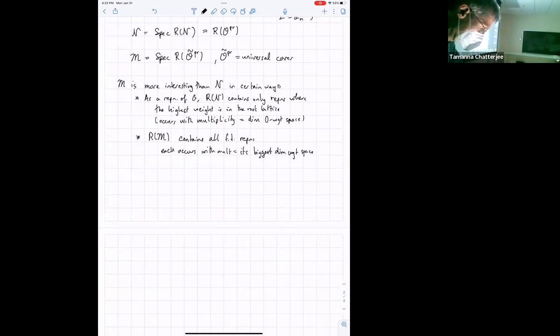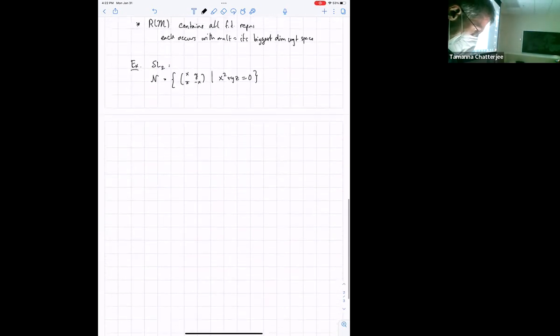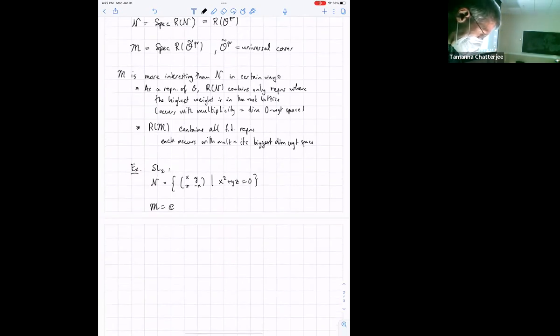Many of you have seen this maybe, but if we looked at SL2, N is the set of all (x, y, z) in the trace-zero matrices such that x squared plus yz equals zero. That's what the nilpotent cone is in SL2. And it turns out that in this case, M is just C2. And the map from M to N can be written as taking (u, v) to something like (uv, -v squared, u squared), and I think it has to be a minus v squared here.